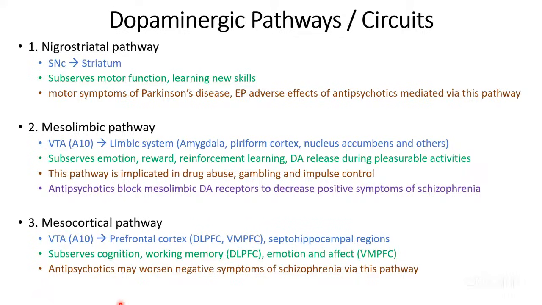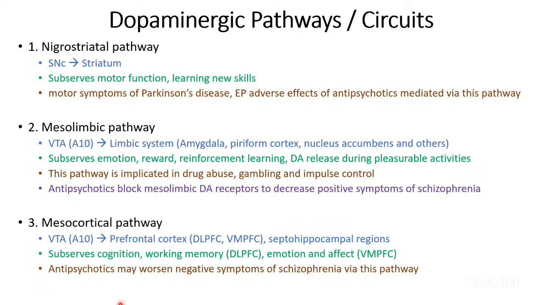Second is the mesolimbic pathway, which is coming from the ventral tegmental area to the limbic system, that is, the amygdala, piriform cortex, nucleus accumbens, hypothalamus, and the other parts of the limbic system. It subserves emotional reward, reinforcement learning, and pleasurable activity through dopamine.